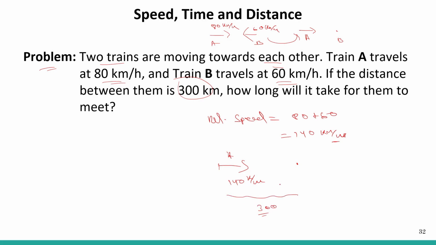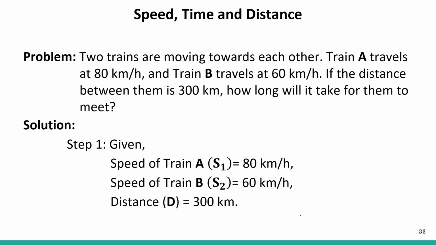Now we want to calculate the time taken. So time is equal to what? Time is equal to distance by speed. So this is equal to 300 by 140. Cancelling a 0 out, what we are left with is 30 by 14, which is equal to 15 by 7. So this much amount of time, in hours.